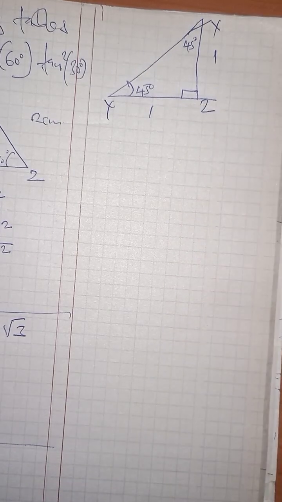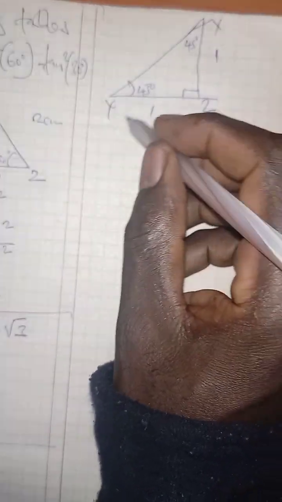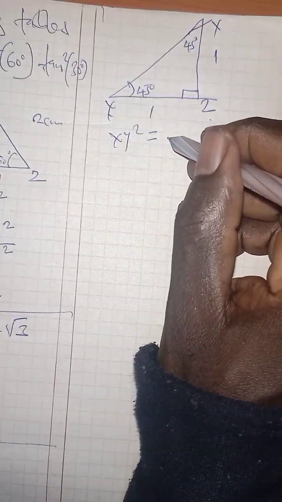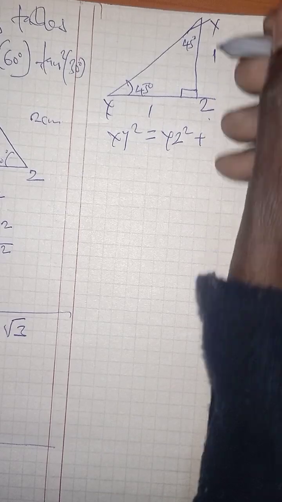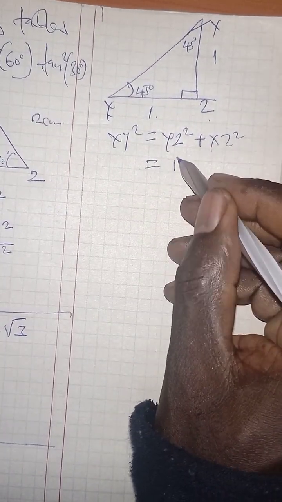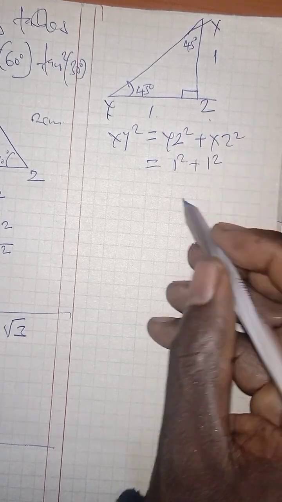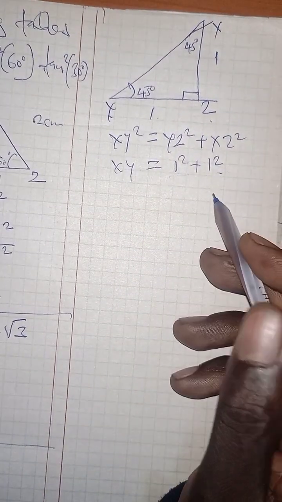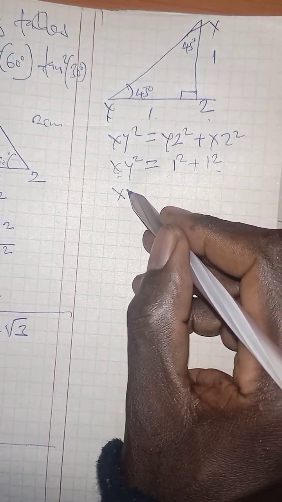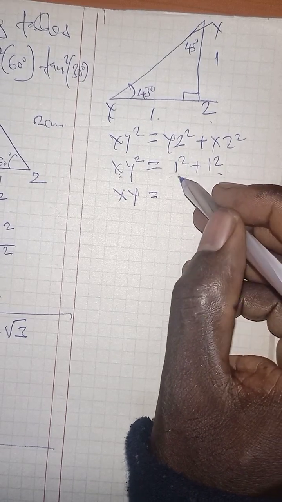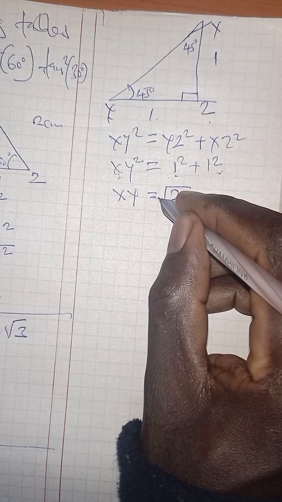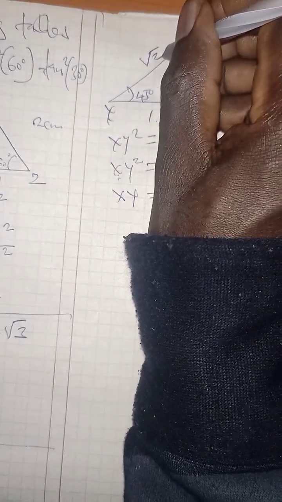Using Pythagoras theorem, we have the hypotenuse xy² is equal to yz² plus xz². So that this is equal to 1² plus 1². So that this is just 1, and this is squared. If you add 1² plus 1², you get 2. So if you find the square root of that, it means that this hypotenuse is the square root of 2.